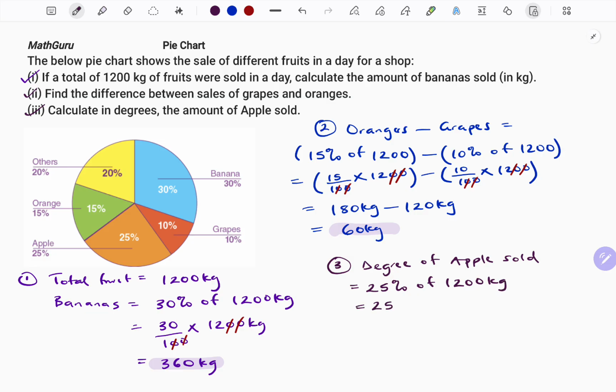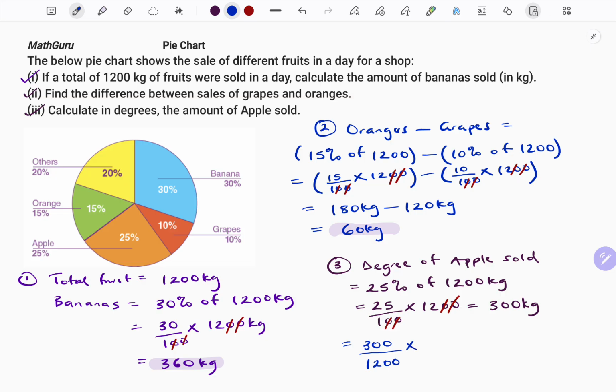That's 25 divided by 100 times 1,200. I have my zeros going off. I'm left with 12 times 25, and that will give me 300 kilogram. Therefore, to convert that to degree, that will be 300 kilogram over the total kilogram of fruit sold, 1,200.